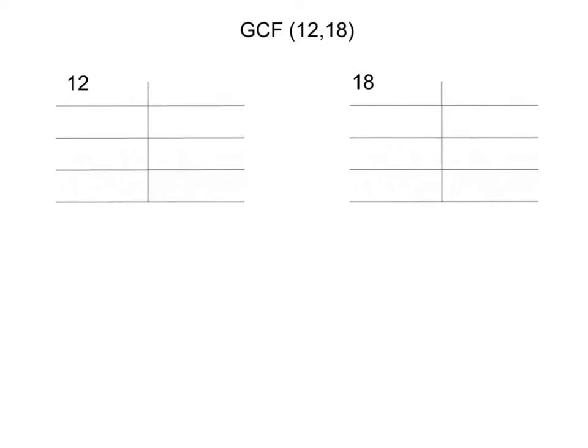First, we will find the GCF, or greatest common factor, of 12 and 18. To start, we have a chart that will help us list the factor pairs in order. We're going to start with 1 times the number, starting with 12. So we're going to do 1 and 12, 2 and 6, and 3 and 4. Now for 18. We're going to do 1 and 18, 2 and 9, and 3 and 6.